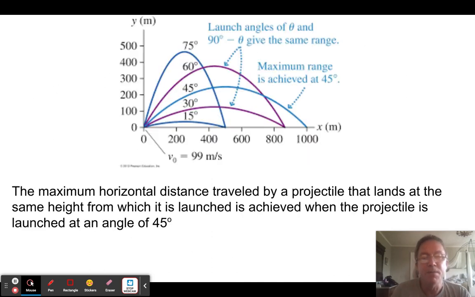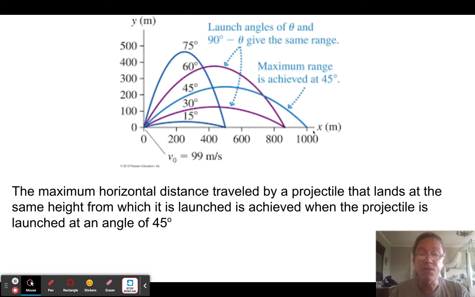A couple things to keep in mind. One is that for every angle that puts a projectile at a particular distance, there's another angle that'll do it as well. Let's say I shoot something at 15 degrees and it lands about 500 meters away. If I shoot it a little bit higher at 30 degrees, it's going to go further. If I shoot it at 45, it's going to go the farthest.